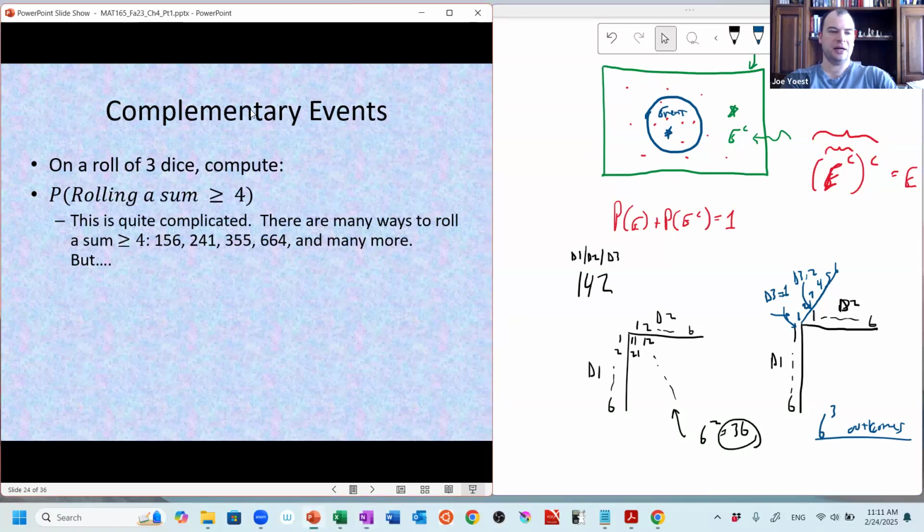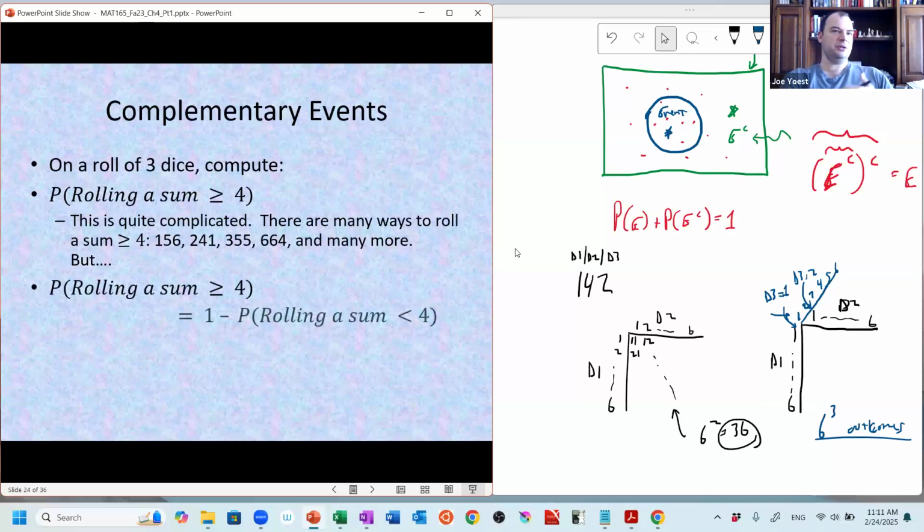If I want to count up all the ways I can get a sum that's at least 4, there's an awful lot of them. Like I listed here, just a few examples: 156, 241, 355, 664, etc. I don't really want to write out all 216 outcomes and try to go through and count up how many of them have a sum bigger than or equal to 4.